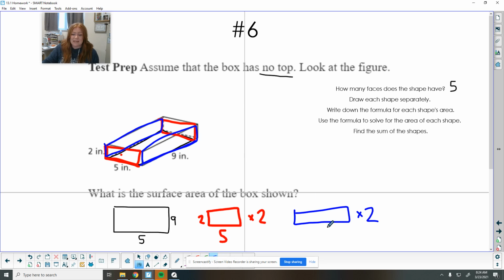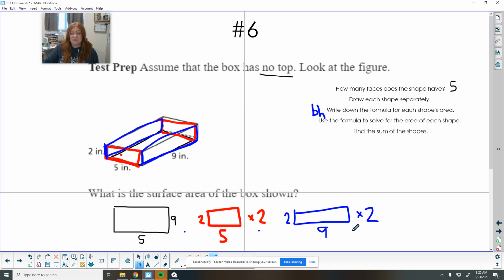So the base is 9 and the height isn't listed on this one, but it is back here, it is 2. So rectangles are always base times height. So base times height finds the bottom. Base times height finds the front, but we have the back, so times it by 2. Base times height finds the side, but we have another side, times it by 2.